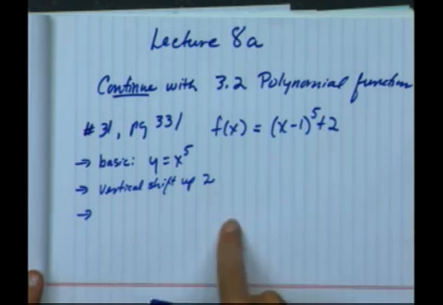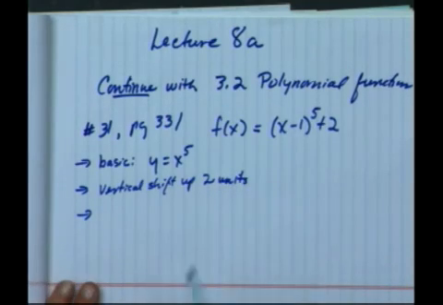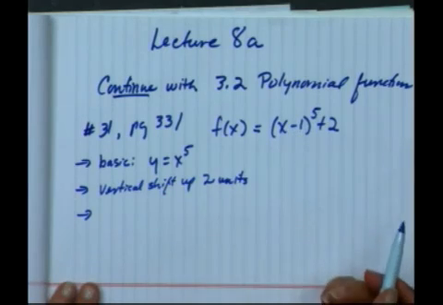So if you wrote factor, then that was incorrect. Factor means multiplication. But it's a vertical shift up 2 units. Right. Vertical shift up of 2 units. Okay, and what does this x minus 1 tell you you're going to do?